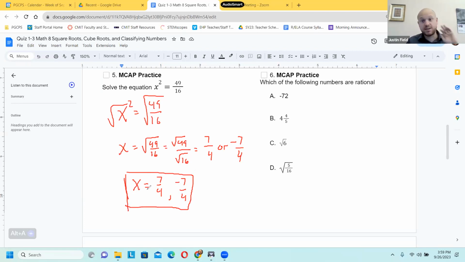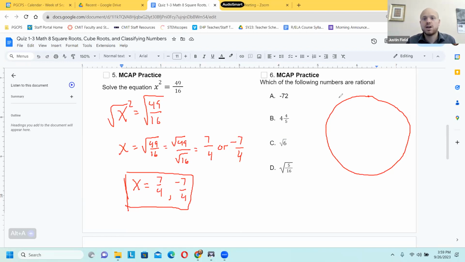Hopefully that makes sense. If it doesn't, ask a question, because I'm going to ask you to do this again. Don't get your questions answered, you're not going to get it right. And I want you to get it right. Which of the following numbers are rational? So I got to talk with some groups last week. Some groups were just messing around and they didn't get this information.